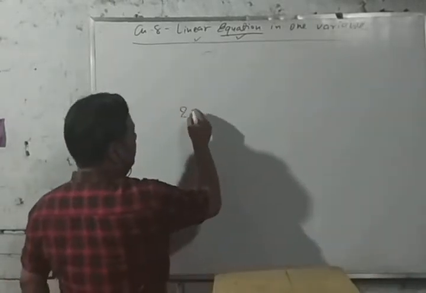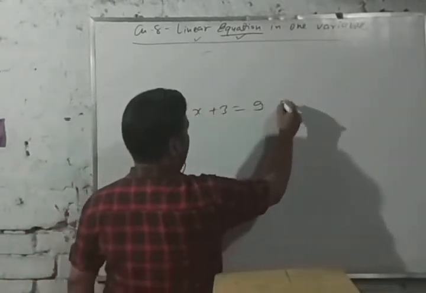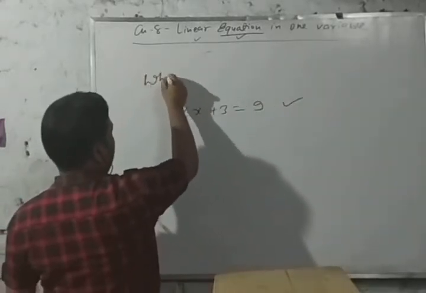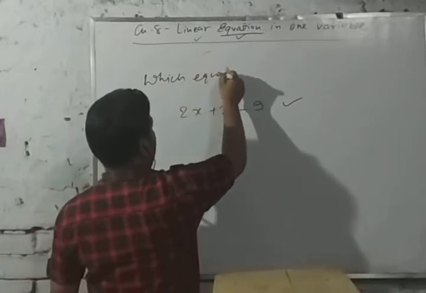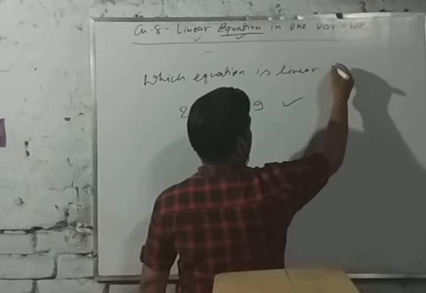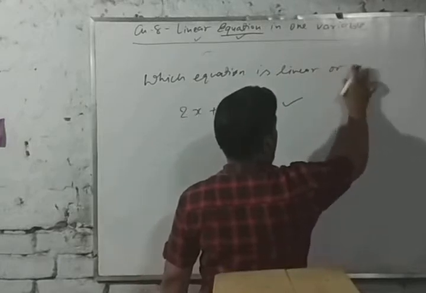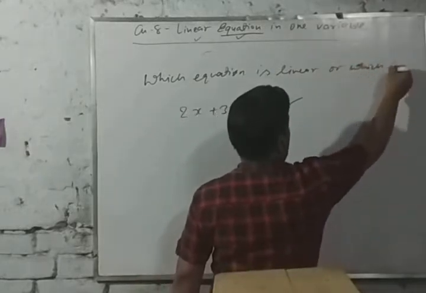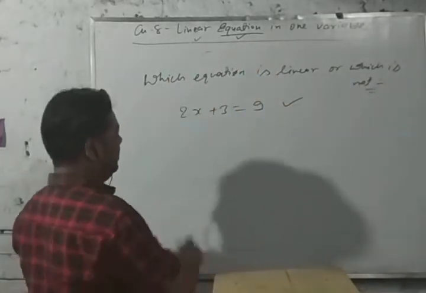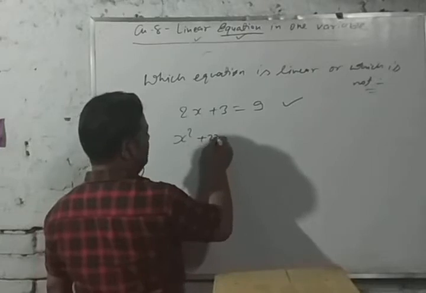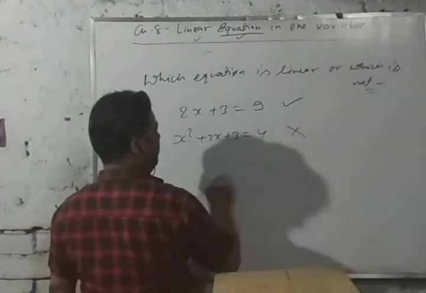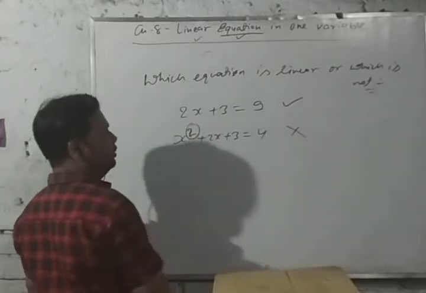Here we can say 2x plus 3 is equal to 9, linear equation. Okay, we will check which equation is linear or which is not. We will see at first. Okay, this is a linear equation. Now x square plus 2x plus 3 is equal to 4. Is this a linear equation? No. Why? Because it has power 2.